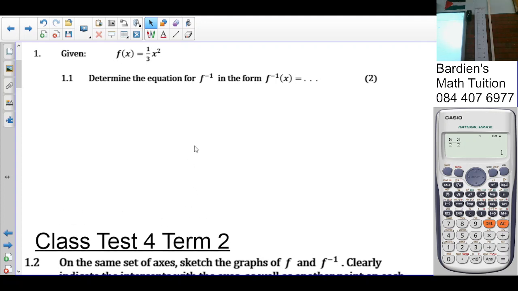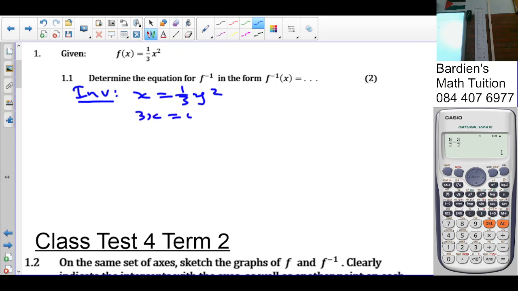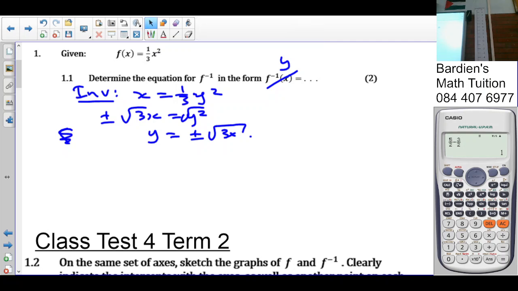Determine the equation of f to the negative 1. So what do we do for the inverse function? We interchange x and y. So x is equal to 1 over 3 y squared. Divide by a third both sides. So 3x is equal to y squared. Introduce the square root. Must not forget plus minus. So it's plus minus the root of 3x. That's your inverse. It's actually supposed to be y is equal to, because the f denotes that it is a function like this.